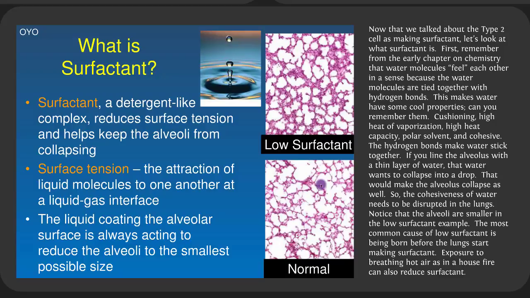Otherwise, the water lining the alveolus will always try to pull in the alveolus to collapse into a ball. So notice the alveoli are smaller in the top slide of low surfactant. The most common cause of low surfactant is being born before the lungs start making surfactant, or exposure to breathing hot air, as in a house fire, can also reduce surfactant.